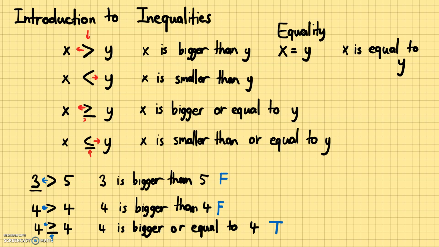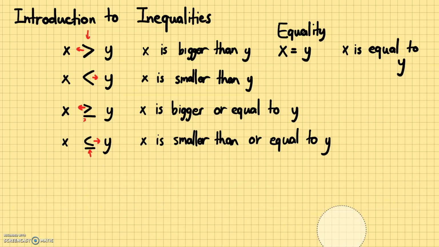Okay, let's try one more example here. 5 is less than 7. Would this be true? Saying 5 is less than or smaller than 7. And we know that 5 is smaller than 7, so this would be true. Okay, now using these inequality signs, let's try to apply that in algebra.